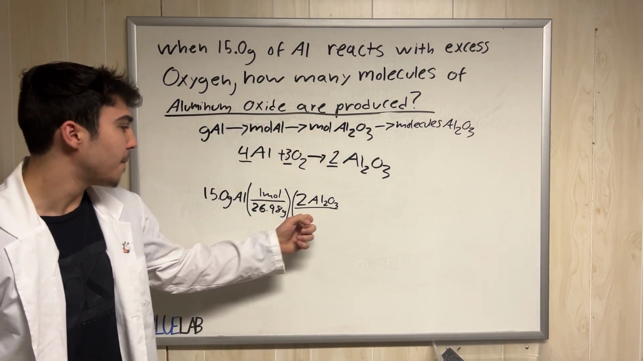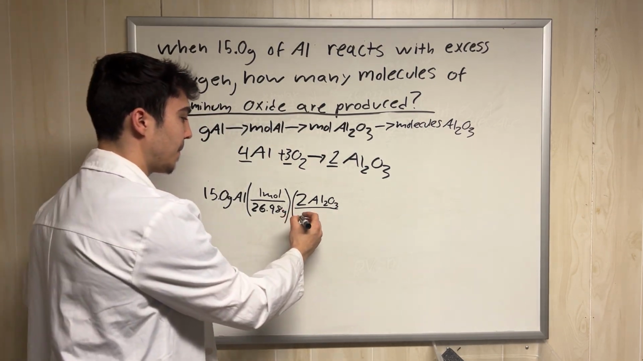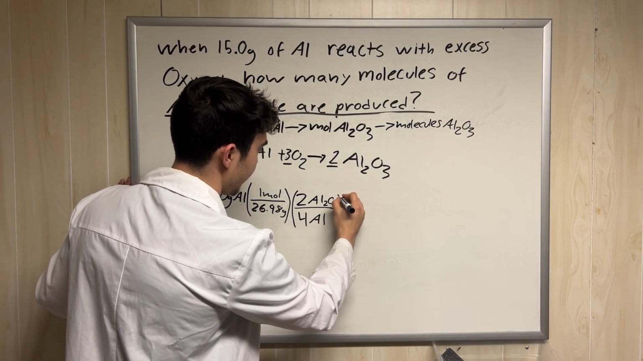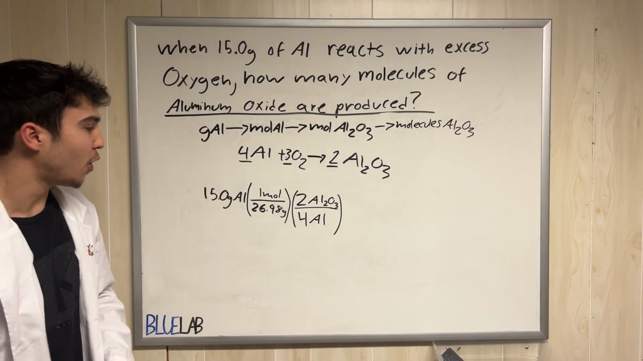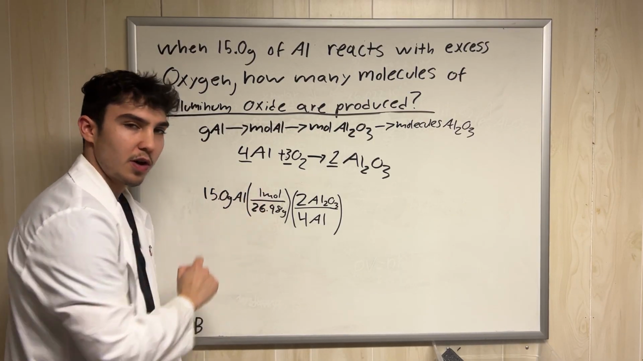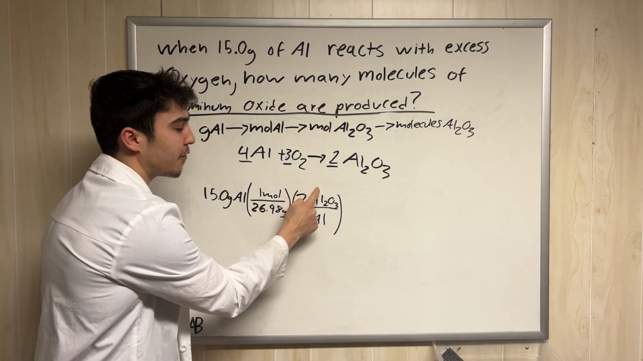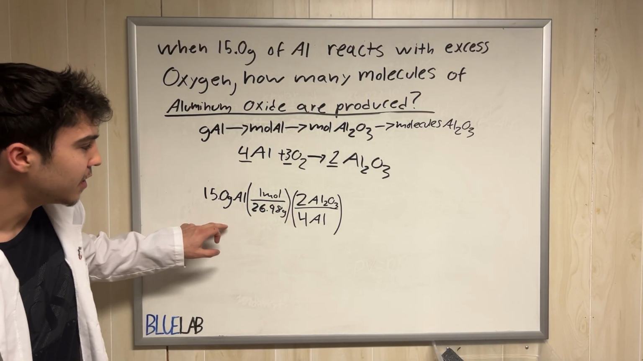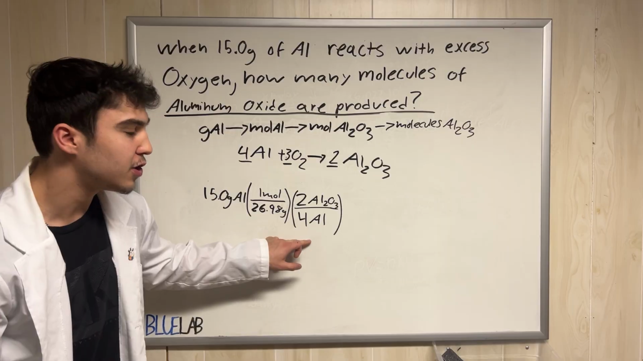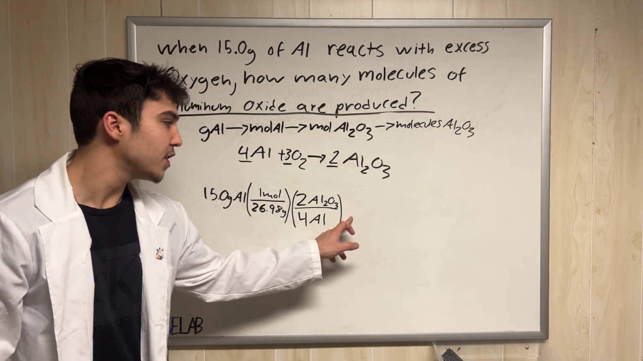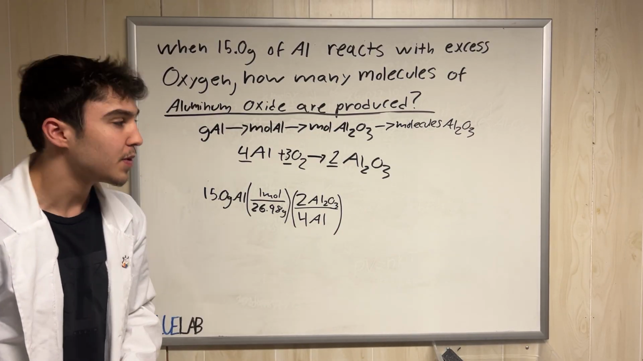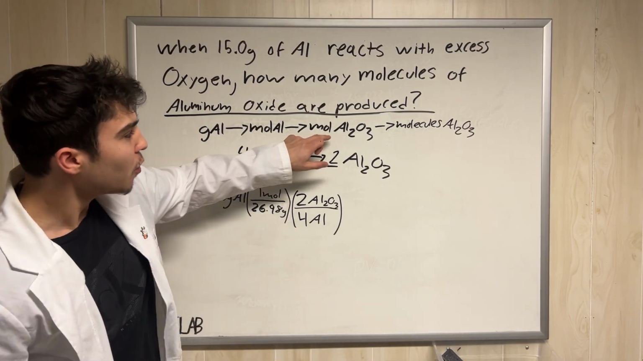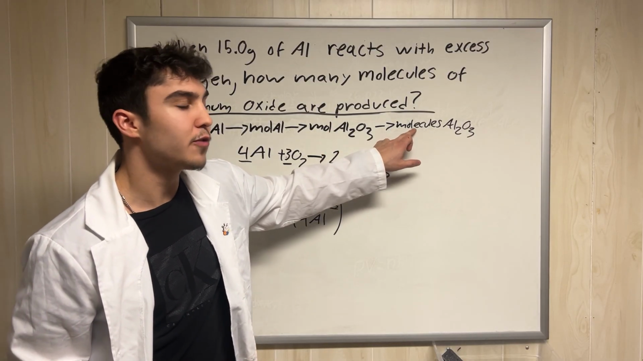And we're going to divide that by our aluminum to cancel it out. So now if we solve this, first we found our moles of aluminum, and now we found our moles of aluminum oxide. If you did this whole arithmetic, 15 divided by 26.98 times 2 divided by 4, you're going to have your moles of Al2O3, your aluminum oxide. Now there's one last step we need to do in our mole roadmap. We have our moles of aluminum oxide. We have to convert to molecules.